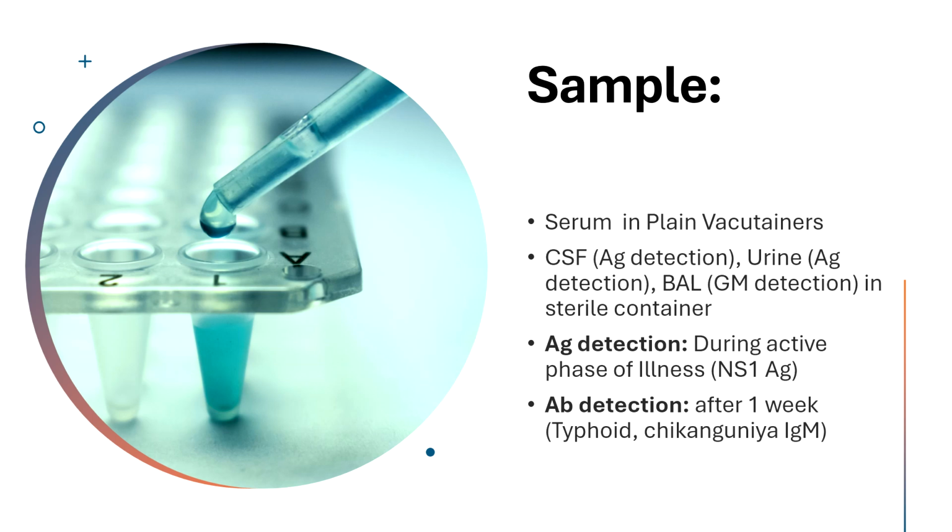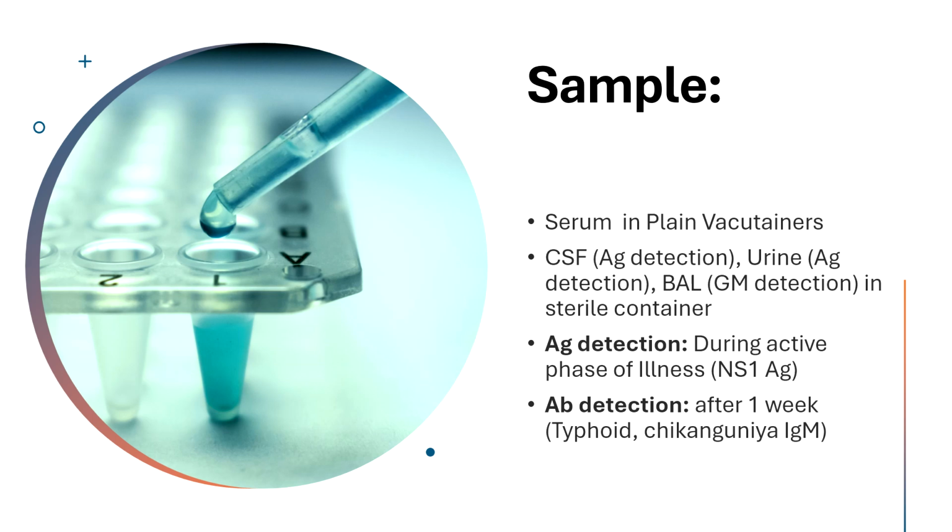In serology, what samples do we prefer? Obviously a serum sample, that is, blood collected in a plain vacuum tube. However, other samples which we already discussed in our previous video, like CSF, urine or bronchoalveolar lavage, can also be used for the detection of either antigen or antibody.